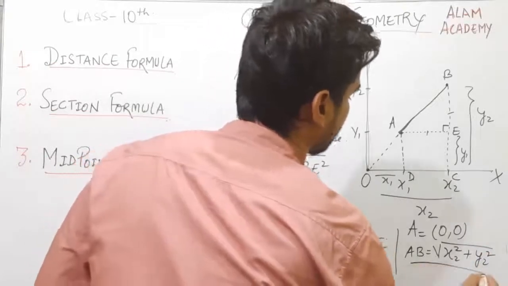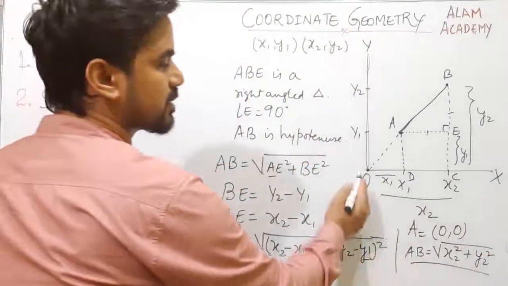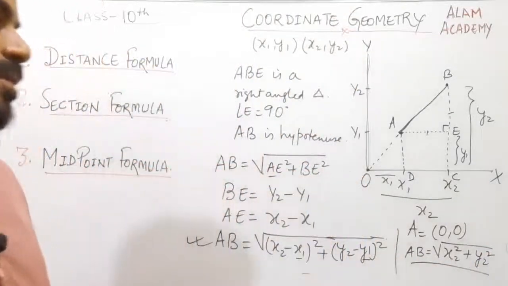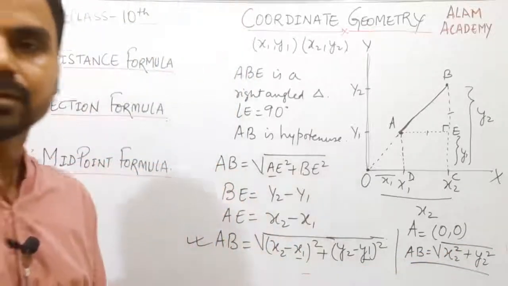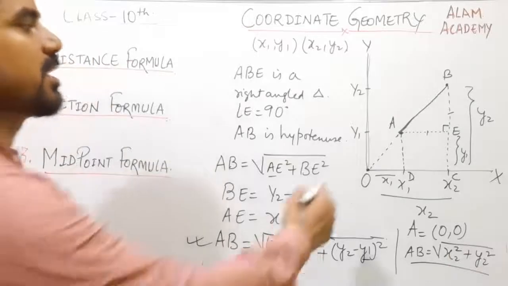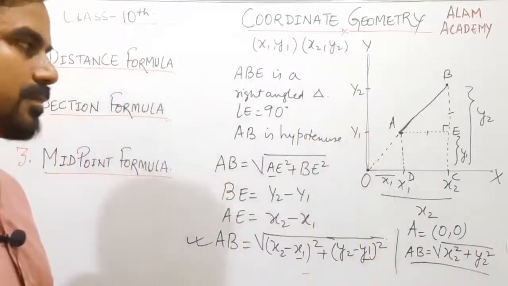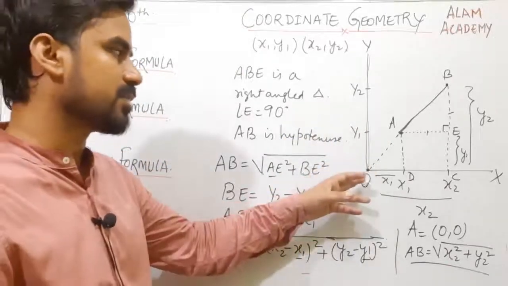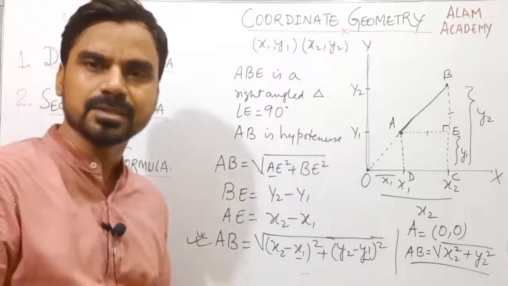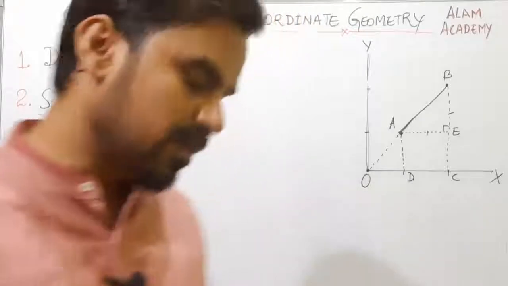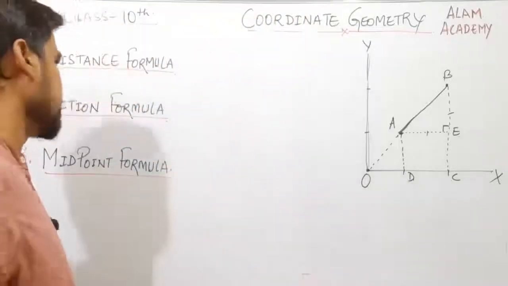Okay, so it means if A lies on origin, the formula will be x2 square plus y2 square. So that will be the formula if A lies on origin. But if A does not lie on origin, we will use this formula. I hope it's clear. So now we try to solve a question on this basis distance formula.